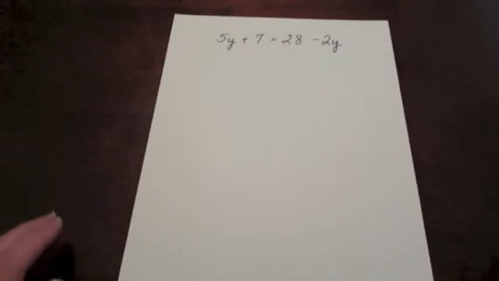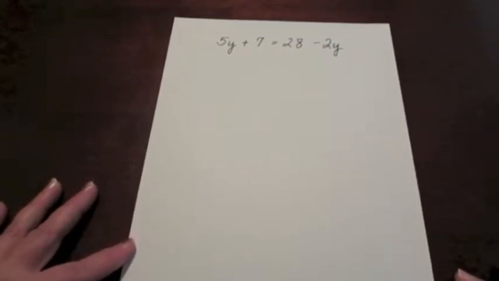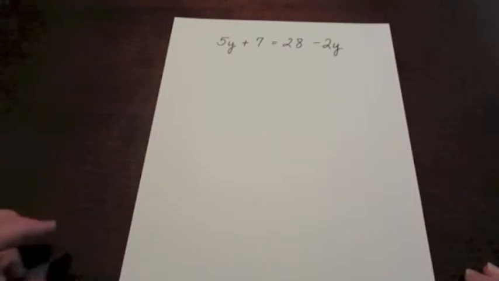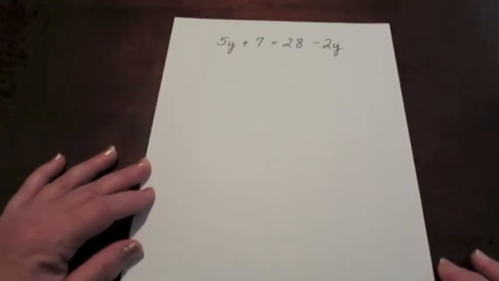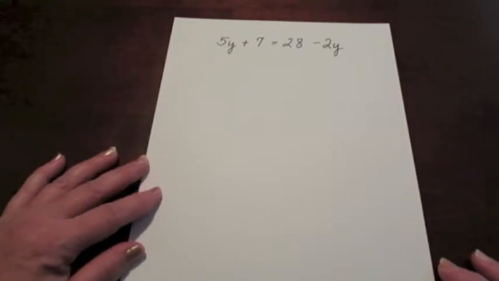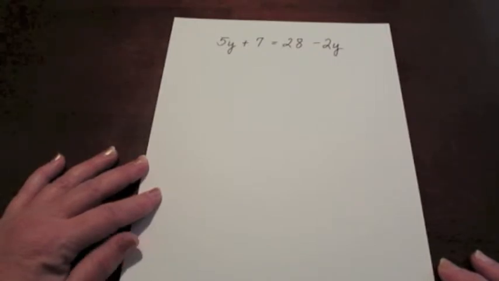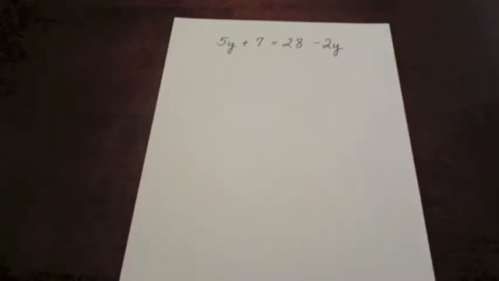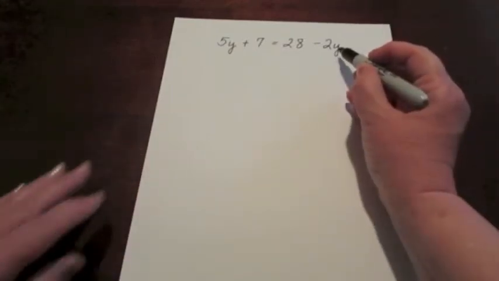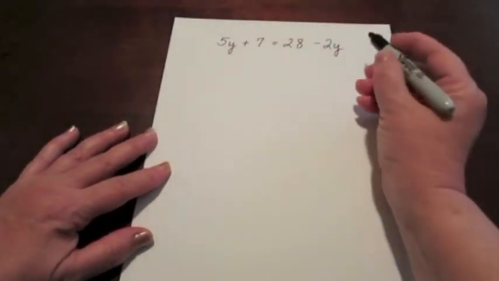Okay, this is problem number 2 under the lessons on solving equations. On this problem, you notice that I have variables on both sides. So remember, our goal in solving equations is to bring all of the variables on one side and all the non-variables on the other. So that'll be the first thing that we'll do. So what I'm going to do is I'm going to start with the negative 2y. I want to move it to the other side.